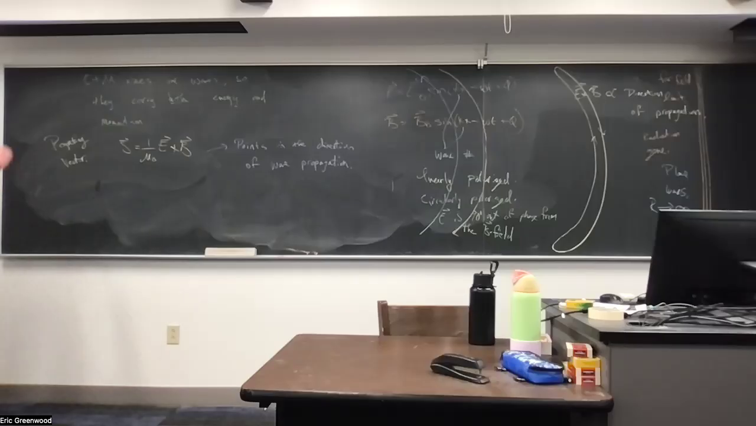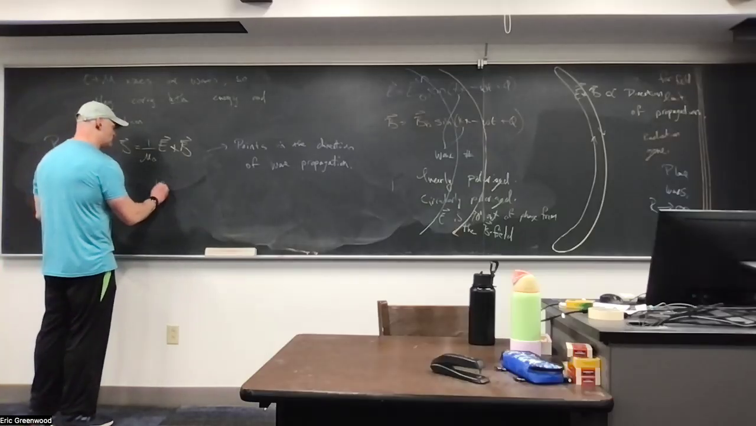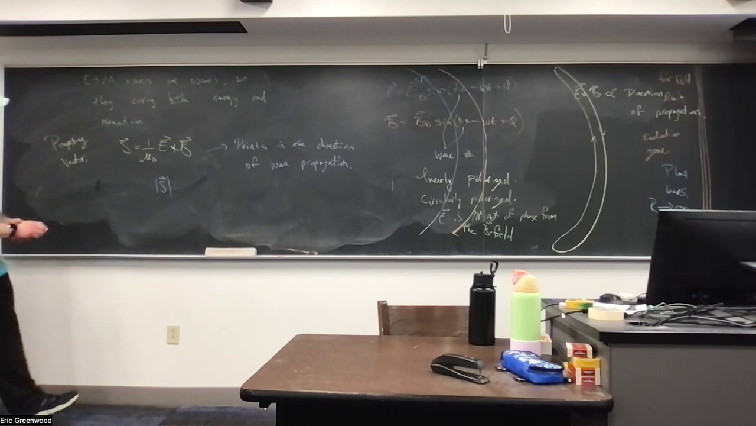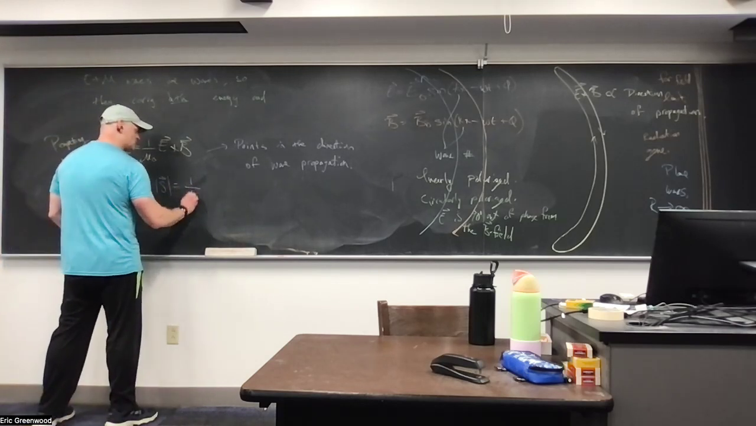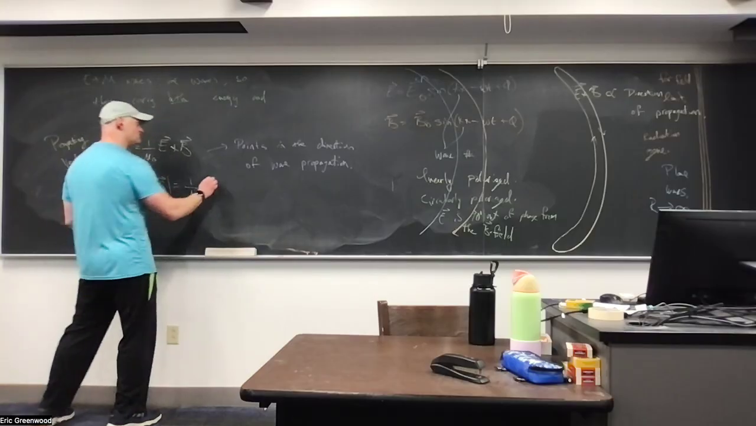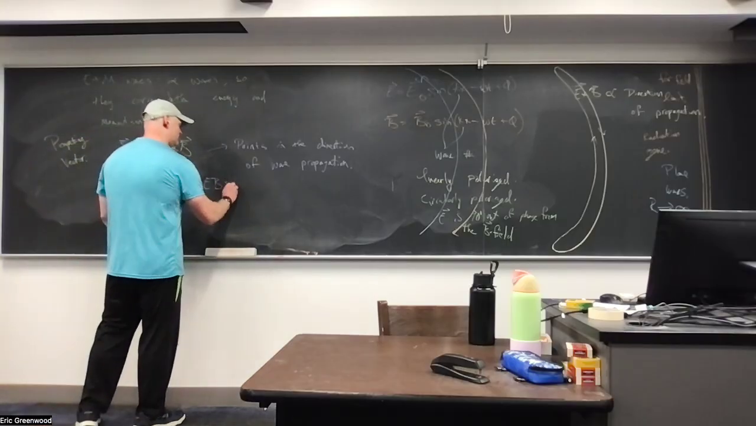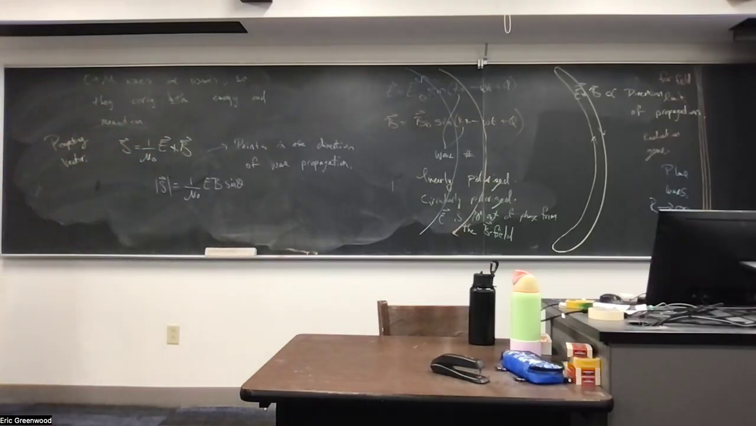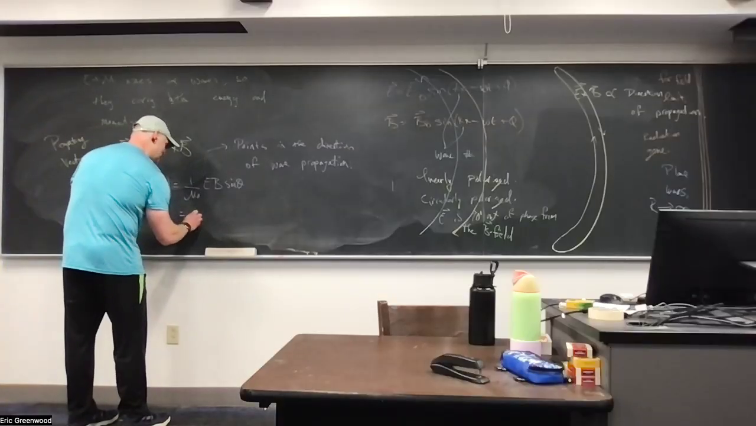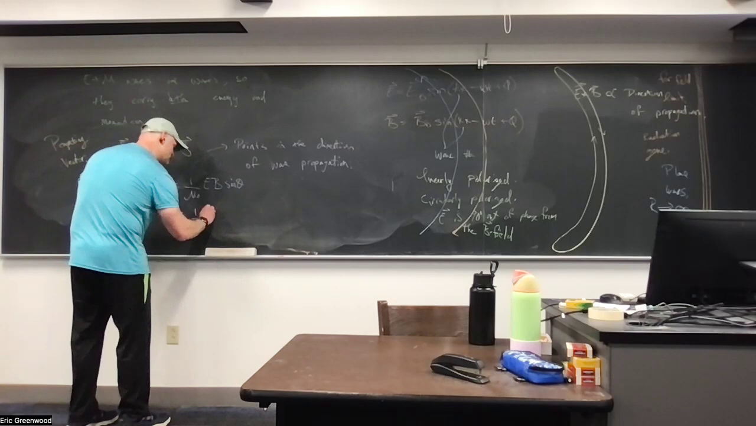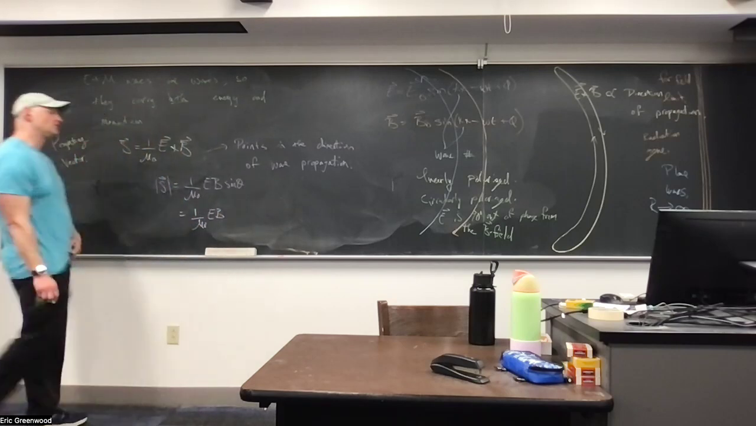Now, what else can we find out about this? First of all, if we take the absolute value of this guy, it will be equal to 1 over mu naught times the magnitude of the electric field times the magnitude of the magnetic field times sine of the angle between the two. However, since we're dealing with light, we already said that the electric field and the magnetic field are perpendicular to each other, which means what's the angle between them? 90. What's sine of 90? 1. So this thing is actually going to be equal to 1 over mu naught times the electric field times the magnitude of the magnetic field.